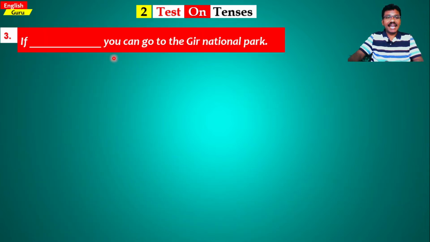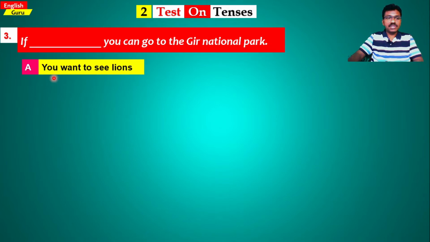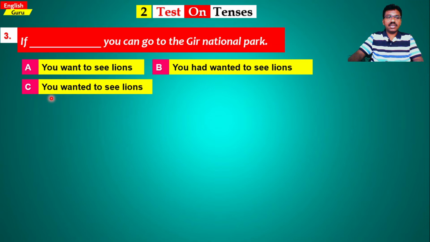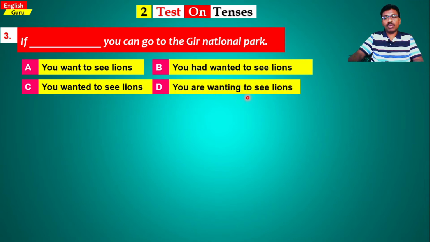Third one: if dash, you can go to Gir National Park. This is the question given. What are the options? A, you want to see lions. B, you had wanted to see lions. C, you wanted to see lions. D, you are wanting to see lions. These are all the options. We have to select which option fits in the given blank.